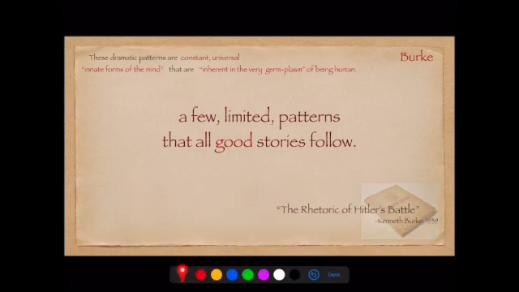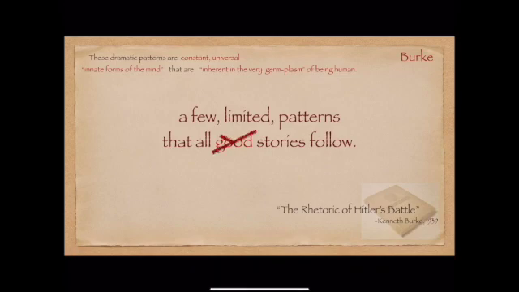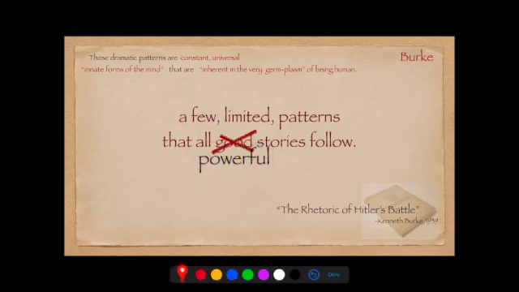When he finishes his rhetoric of Hitler's battle, he's assessing this idea that, oh wow, these are the patterns, these are the dramas, this is the way to make good stories. And he realizes that's not going to work. His idea of the limited patterns that make good stories, he begins to reshape, and he understands, oh, these limited patterns don't make good stories. This is not a good story. They make powerful stories. You can use them, Burke comes to understand, to do terrible things, not just good things.